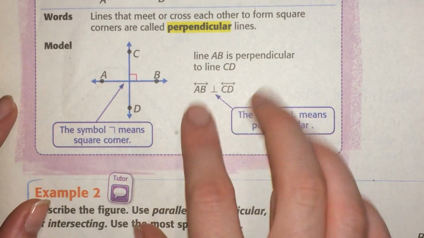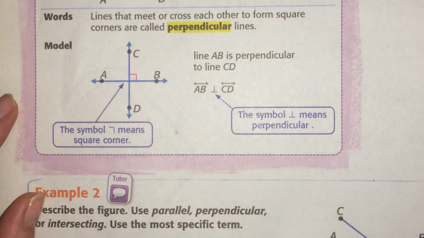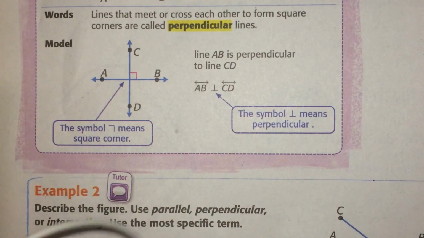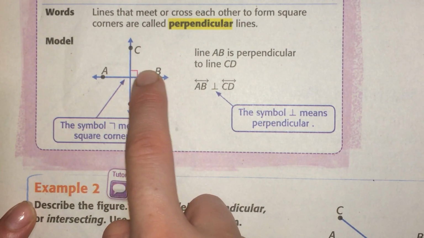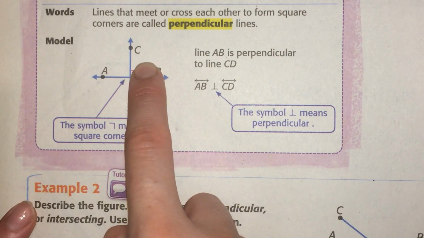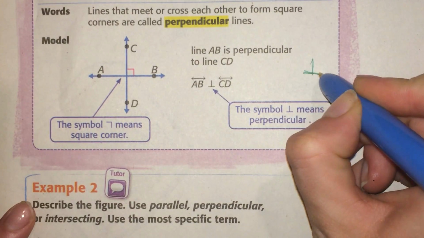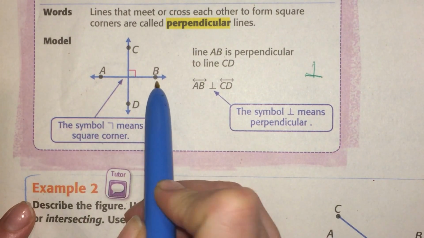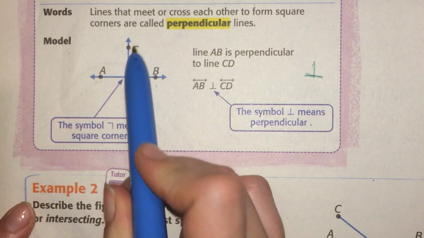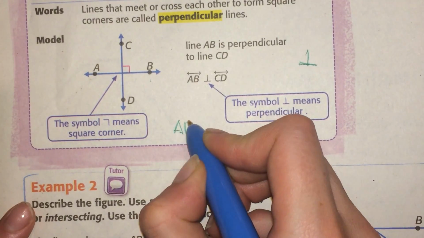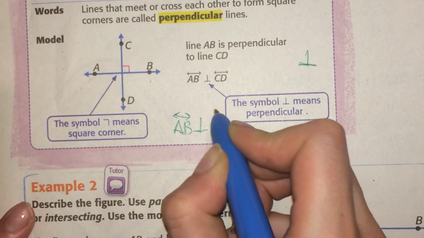And then we have this next one, perpendicular lines. Lines that meet or cross each other to form square corners, just like we showed you here, are called perpendicular lines. This means square corner. So if you see this little red symbol, it means this is a square corner. It means it's perpendicular. And here's the symbol we use. Okay, it's like this. So line AB is perpendicular to line CD. So you have the AB, draw the line, draw the perpendicular sign, and draw CD. Like that.